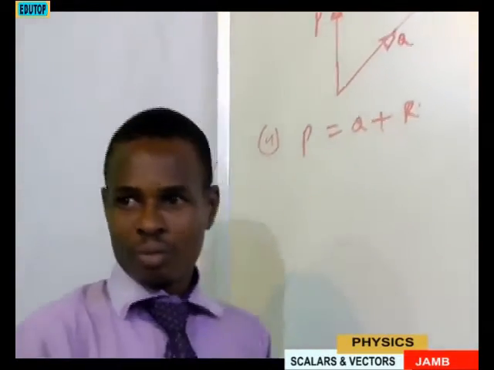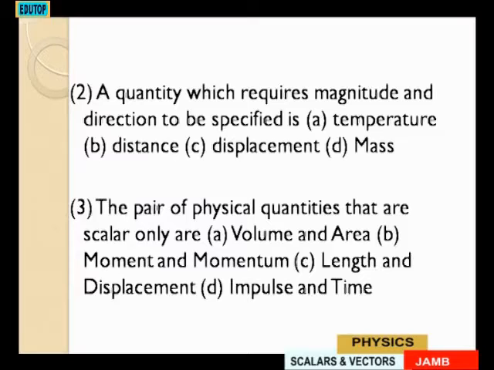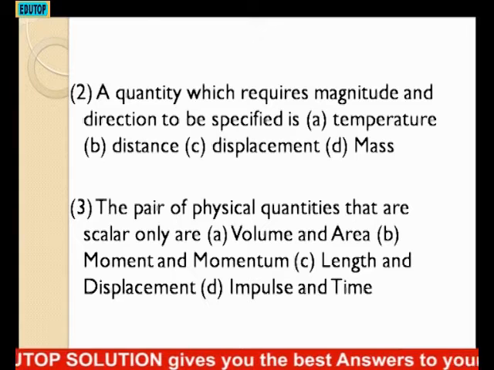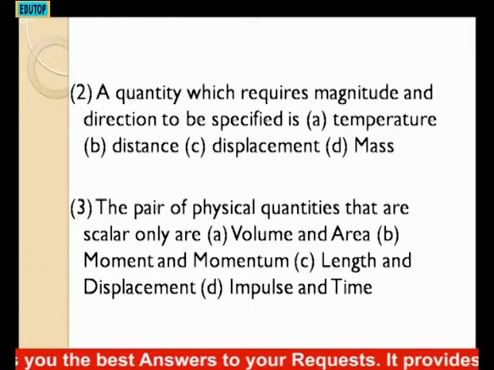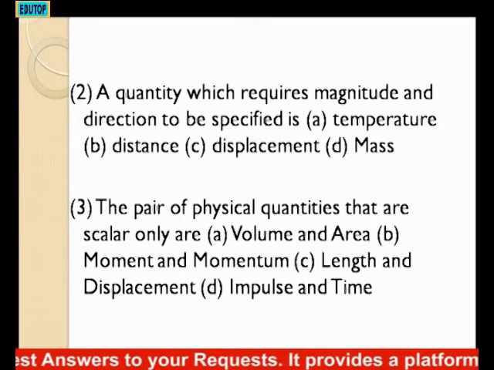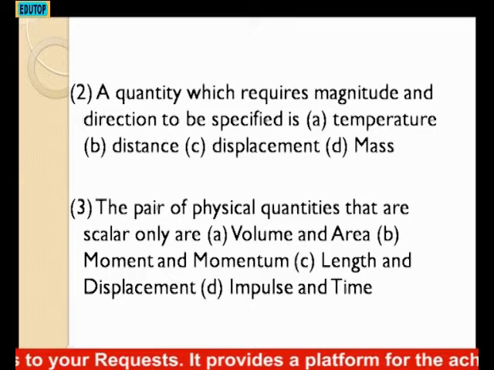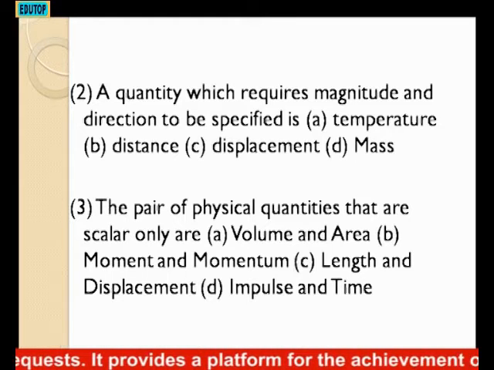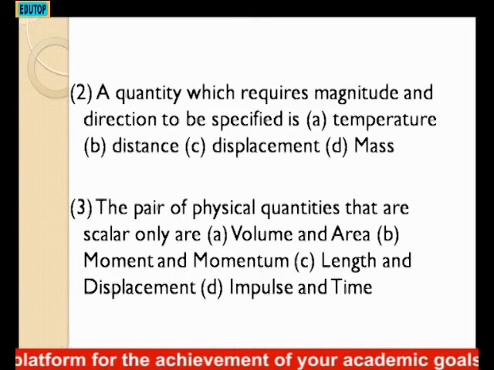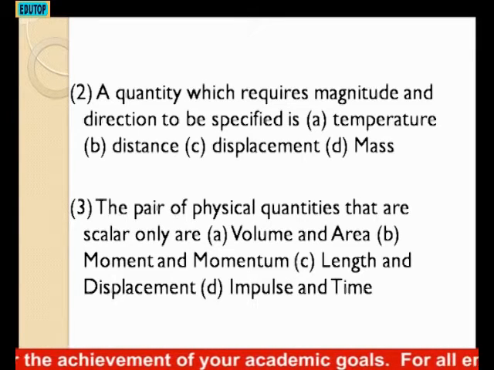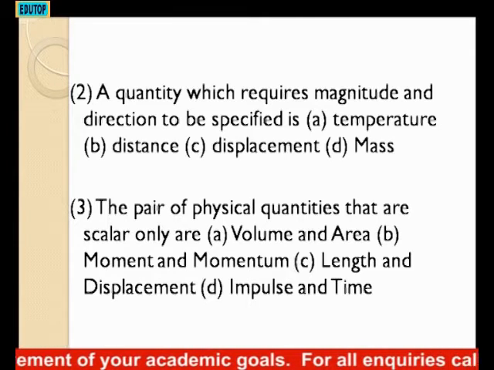Question number 2. A quantity which requires magnitude and direction to be specified is, we have option A, temperature, option B, distance, option C, displacement, option D, mass. The question says the quantity which requires magnitude and direction. That is a quantity that has both magnitude and direction. In all the options we have, which one is the best option? The answer there is displacement.